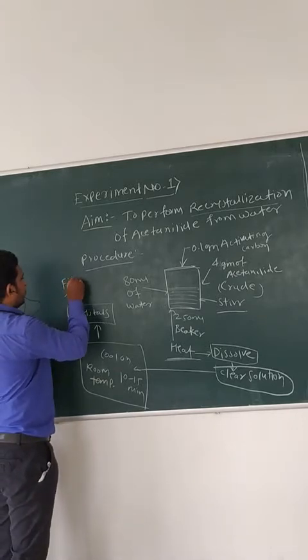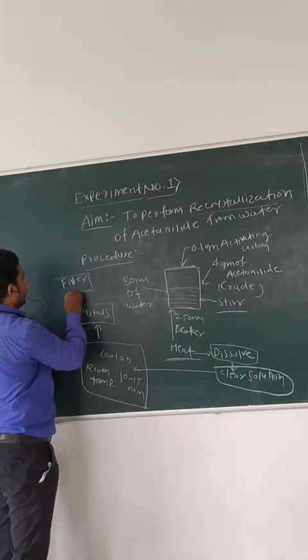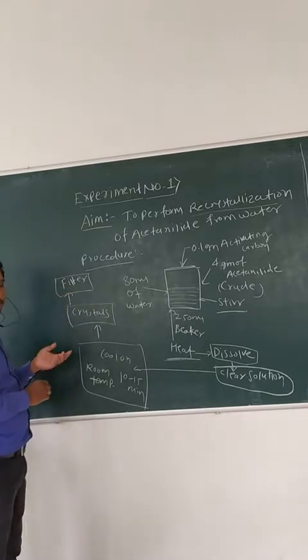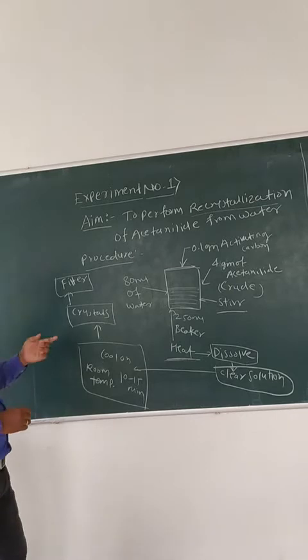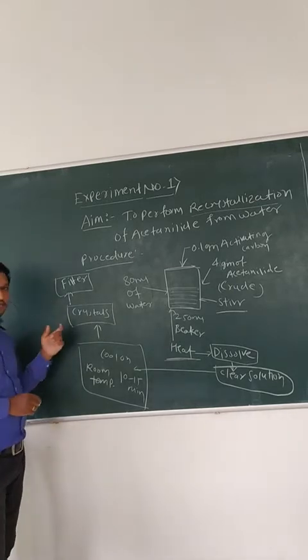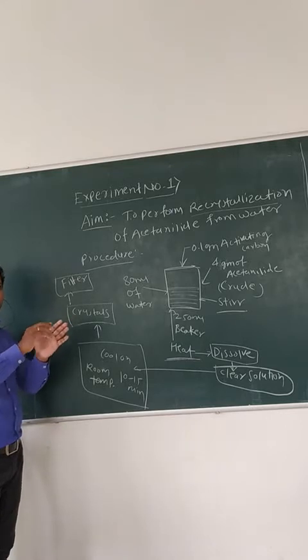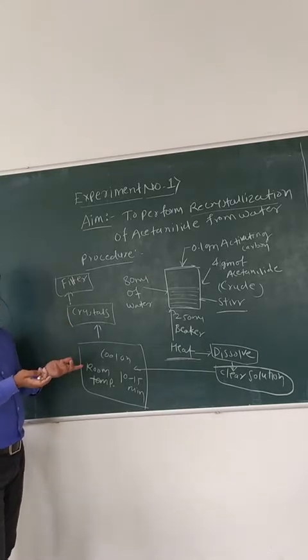Okay, you have to filter it by fluted filter paper. It means you have to fold the filter paper first of all, and cut it into a round size, and if you open it, you get the fluted filter paper.